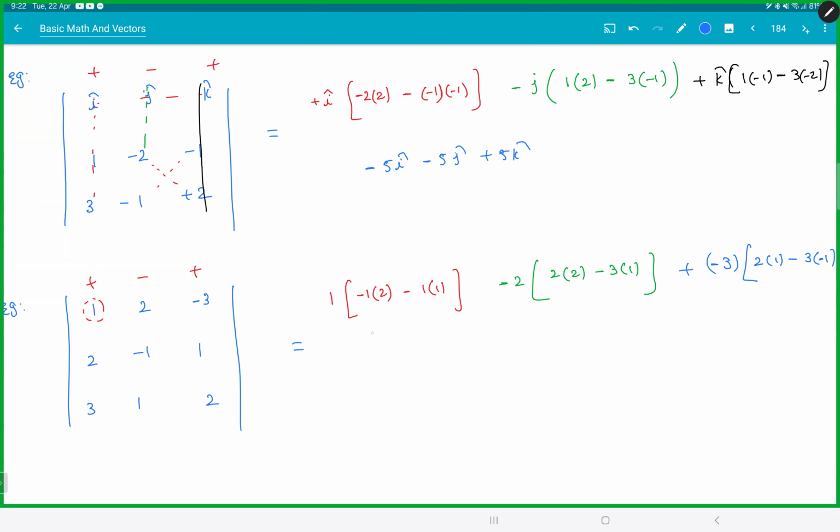Simplify this. How much is this? Minus 2, minus 1, minus 3. This is minus 2. That's 4 minus, that is 1. This is minus 3, and 2 plus 3, that is 5. This is minus 3, minus 2, and minus 15. So we get minus 20. Please check.